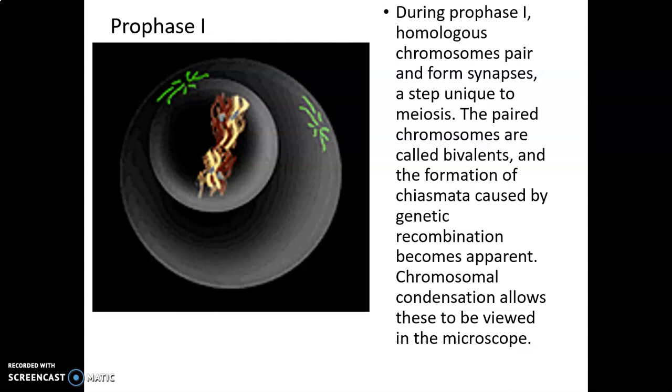During prophase 1, homologous chromosomes pair and form a synapse, a step unique to meiosis. The paired chromosomes are called a bivalent, and the formation of chiasmata caused by genetic recombination becomes apparent. The chromosomal condensation allows this to be viewed under the microscope.